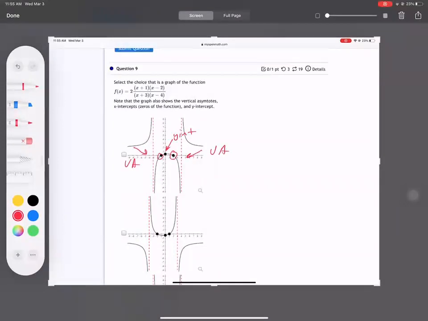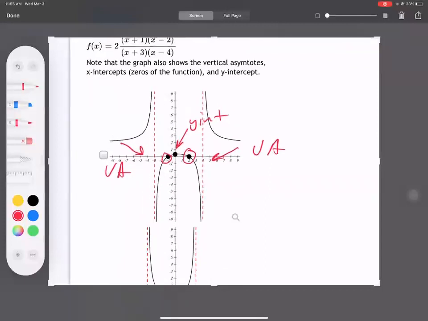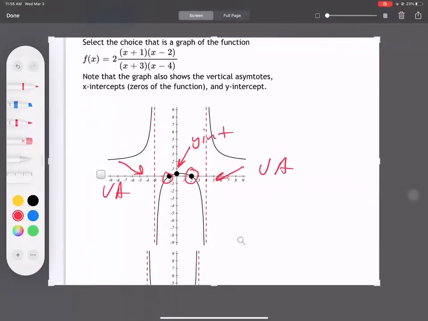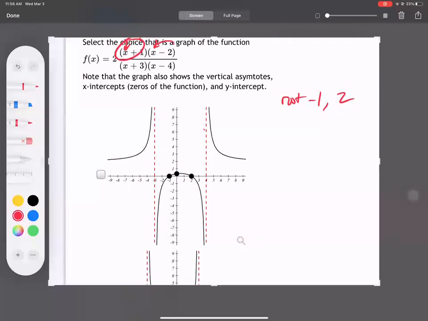Okay, these are the characteristics that are given in this graph. Now, I want you guys to take a look here. Let's come up with our own set of vertical asymptotes, horizontal asymptotes, and roots. So for this problem, look at the roots. The roots would be at negative 1 and 2. You guys go, oh, darn it. Negative 1 and 2. Why? Because that's what would make this go to 0.